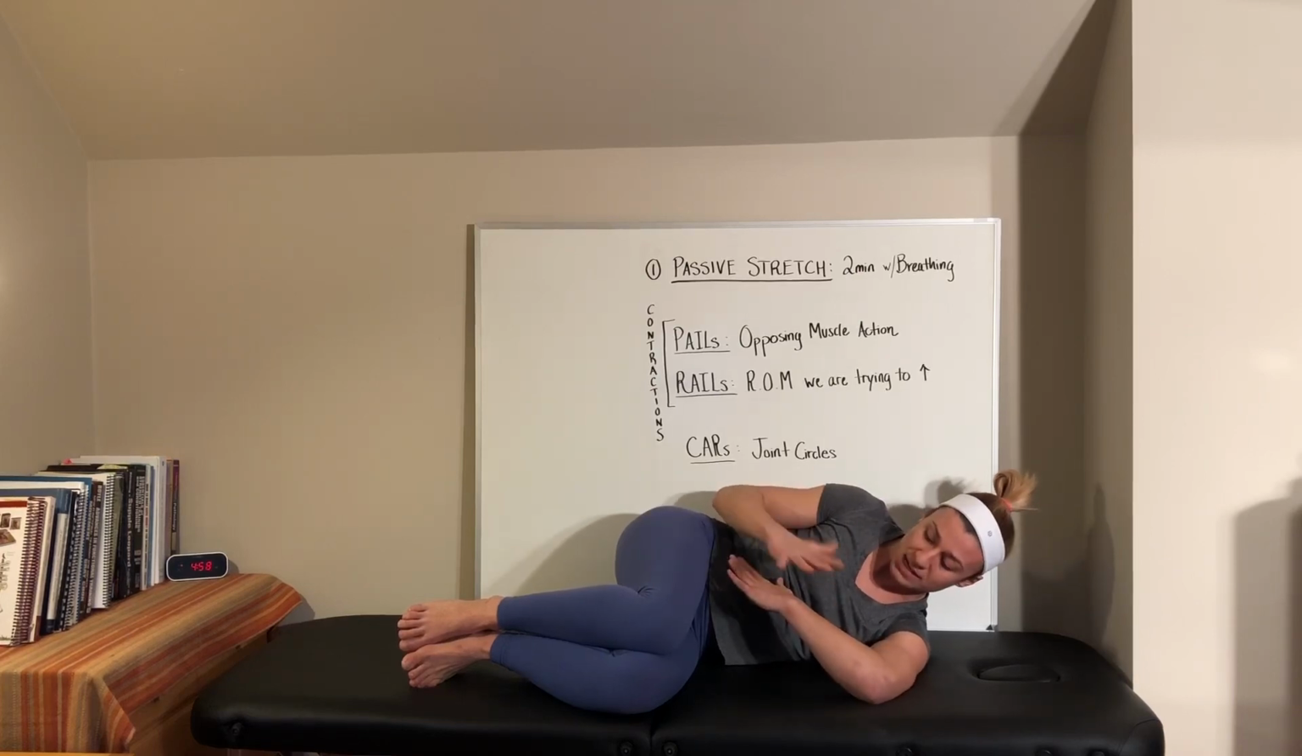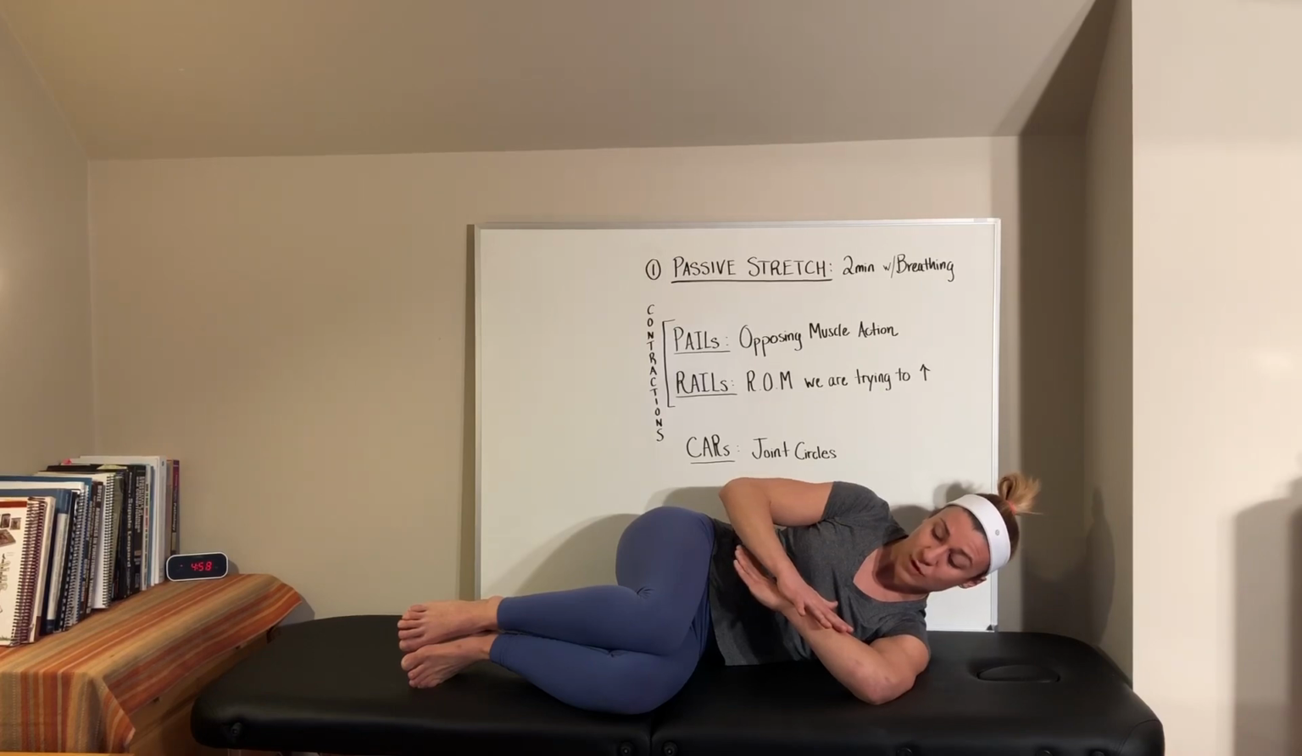I've already done my passive stretch, my other hand's on top. At this point, for my PAILs contraction, I would be driving into my own hand into external rotation, but nothing's actually changing here, okay? Because my top hand is equaling out the strength of my bottom hand driving into external rotation. So I would hold the contraction for 10 to 15 seconds, or the prescribed amount of time, before I would go into my RAILs contraction.